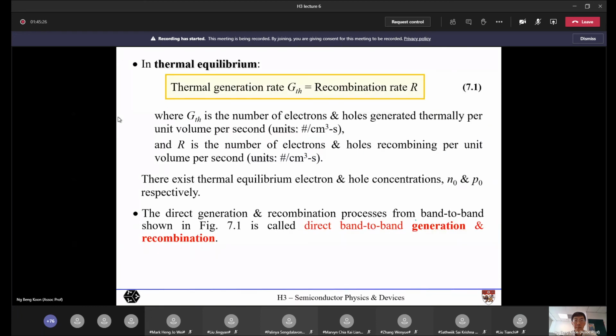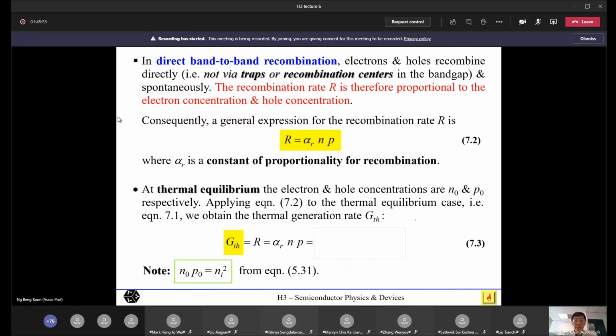We mentioned that under thermal equilibrium condition, the thermal generation rate, that means the number of carriers generated per unit volume per unit time, will be equal to the recombination rate. That means the number of electrons and holes that are cancelled out per unit volume per unit time will be the same. So there's no net change to the electrons and holes in the semiconductor under thermal equilibrium condition.